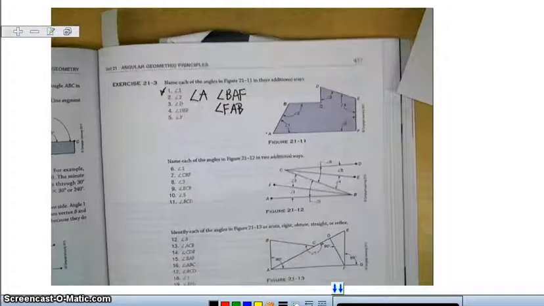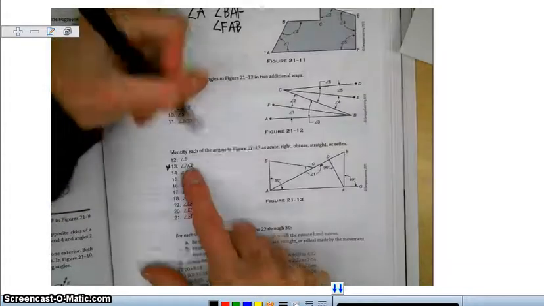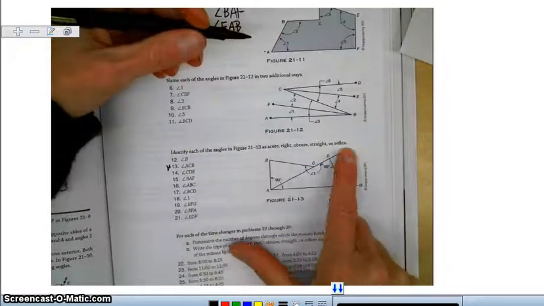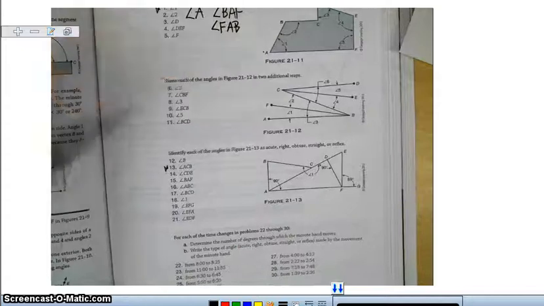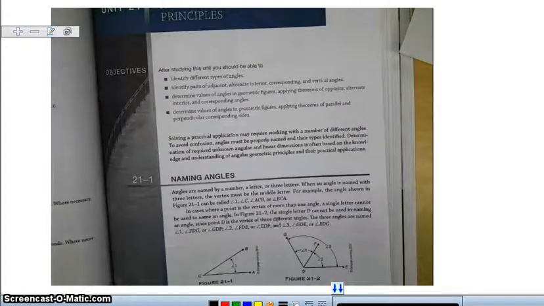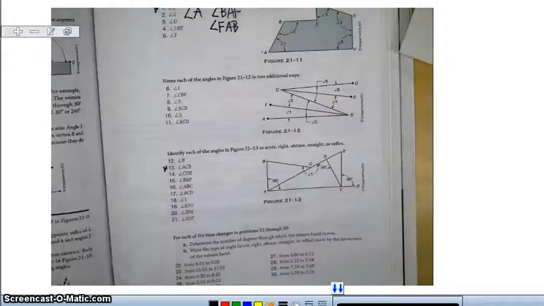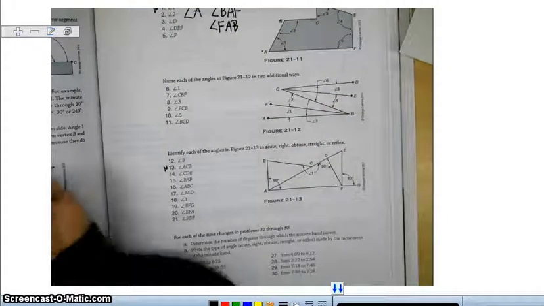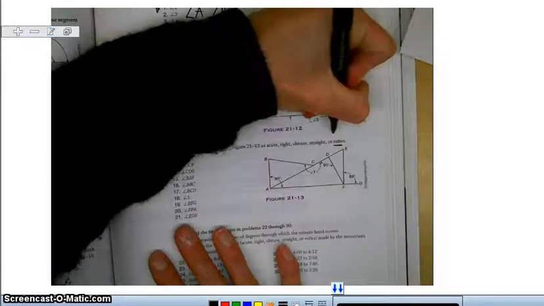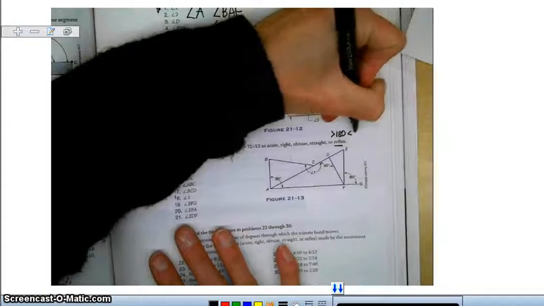All right. So now if we jump down to number 13, number 13 says, identify each of the angles as acute, right, obtuse, straight, or reflex. Well, what's a reflex angle? That's what I want to make sure of. A reflex angle is an angle greater than 180 and less than 360. So we'll identify those if we need to.